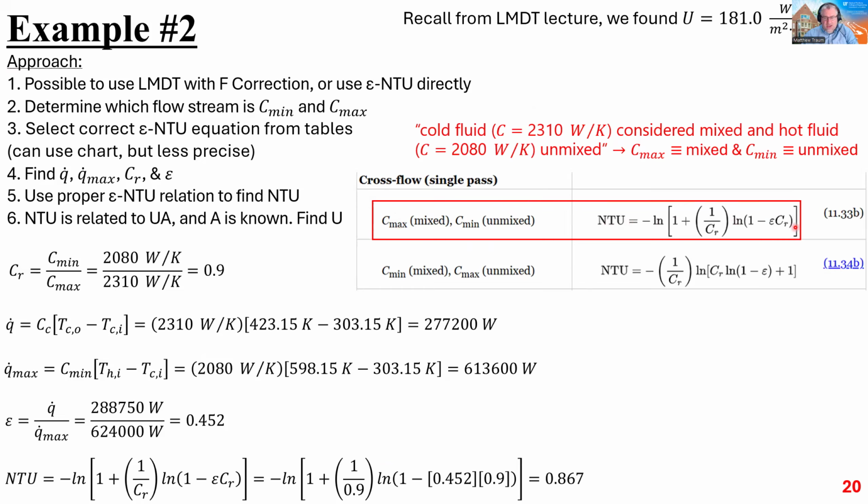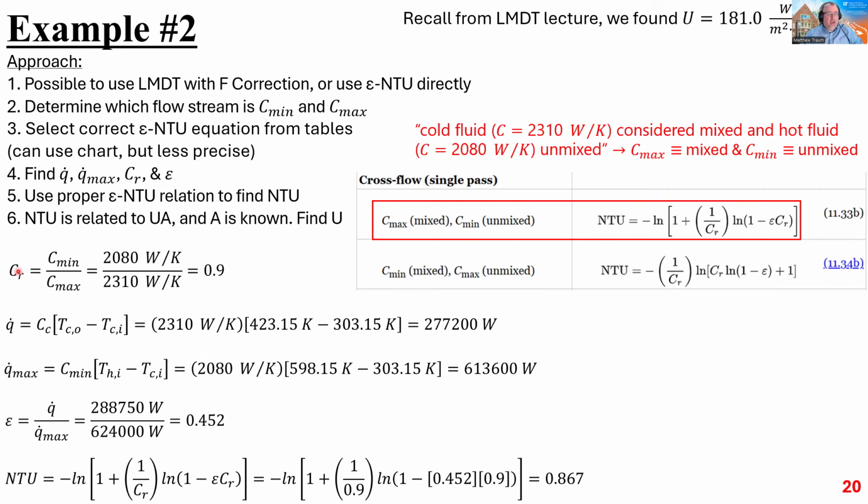Okay, so this is the equation that we're going to use moving forward. You will see this one appear once I get CR and effectiveness figured out, and I'm looking for NTU. So let's march on. We just did this one, determine which flow stream is Cmin and Cmax. And we also did this one: select the correct NTU equation from the tables by deciding which one is mixed and which one is unmixed. Cool. So now we are on our way to finding Q dot max, CR, and effectiveness.